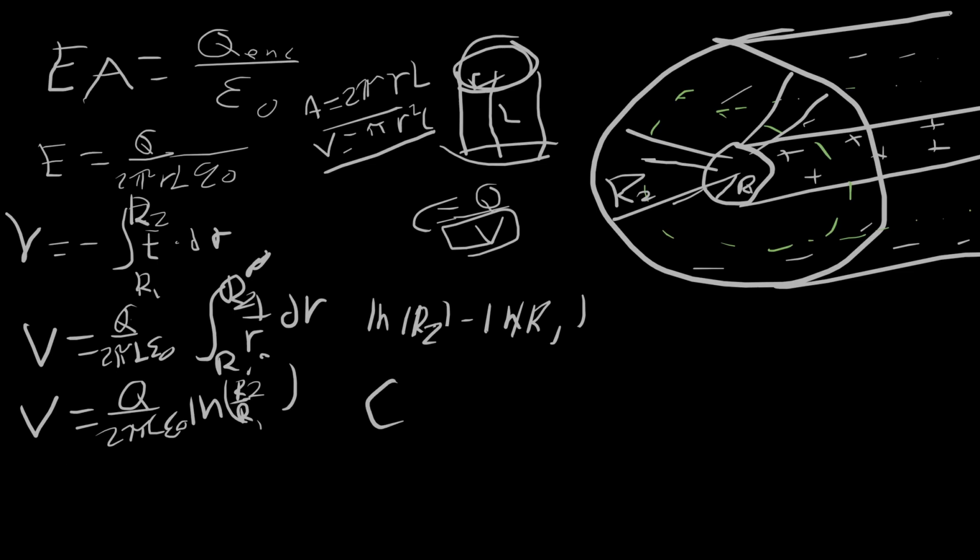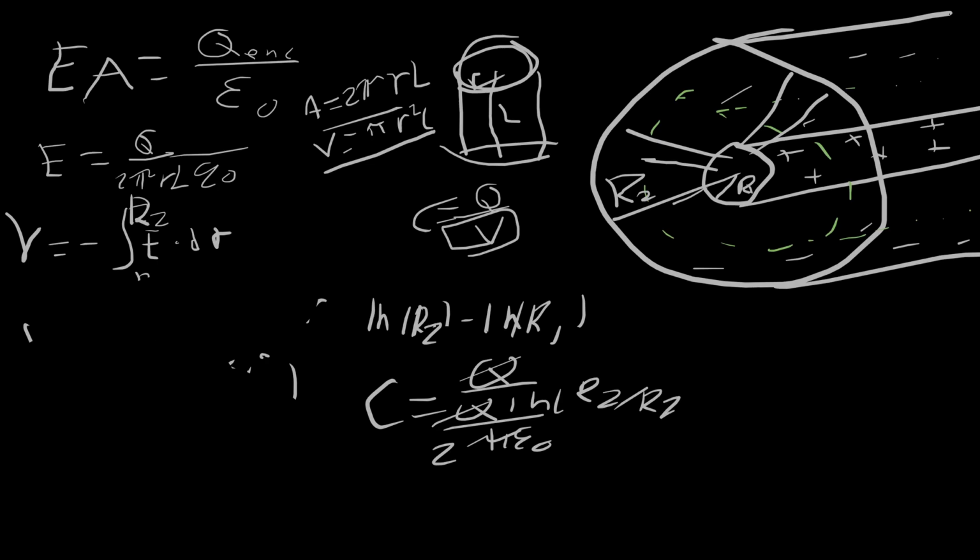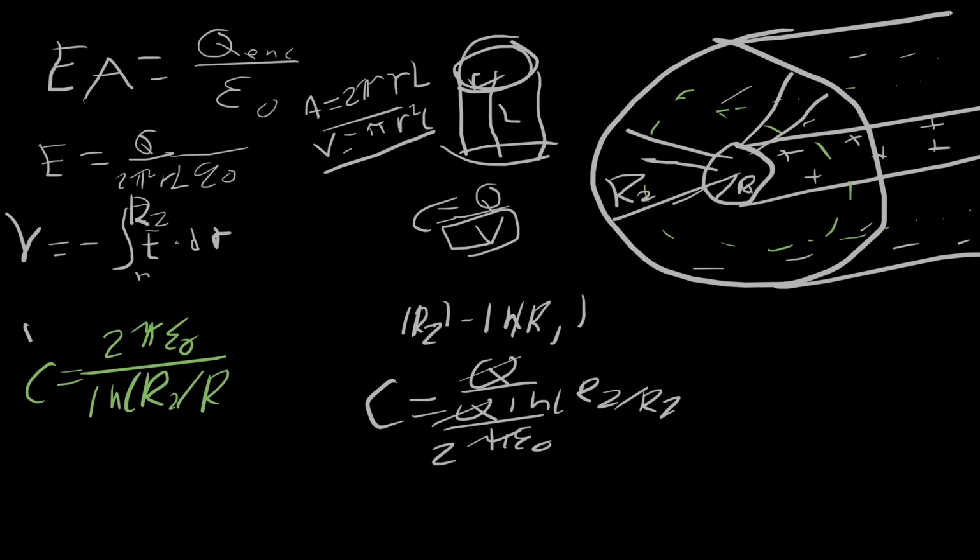Now let's substitute it out to find our capacitance. So we know Q over Q, the Q's cancel, divided by 2 pi times this value, and then we have ln of r2 divided by r1. This is going to give us a capacitance, which we're going to write over here. So our capacitance is going to equal 2 pi times the space constant divided by ln of r2 divided by r1. And that's our value right here.